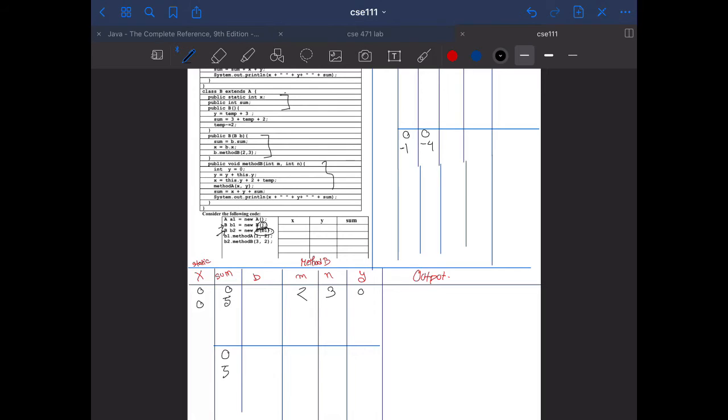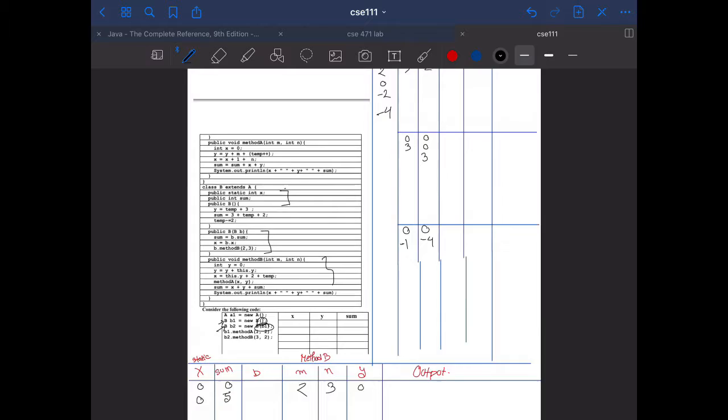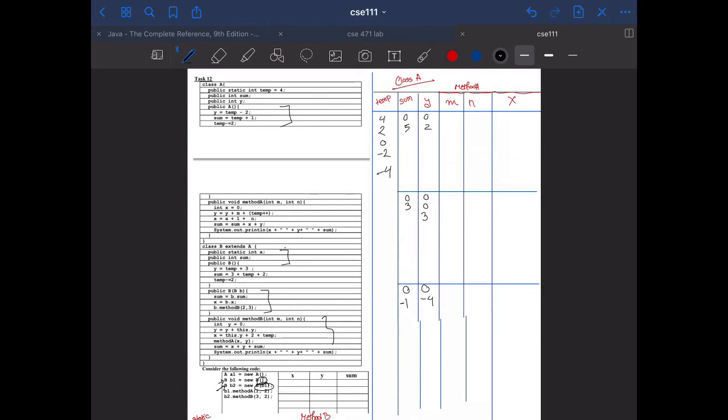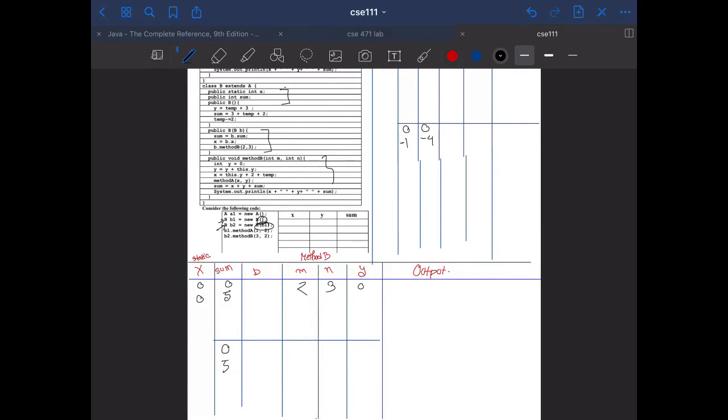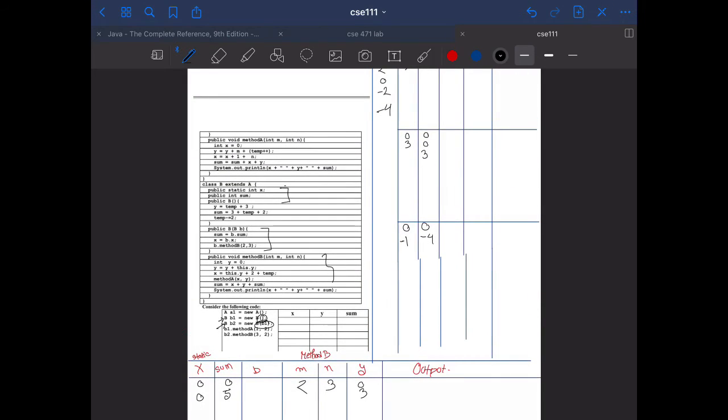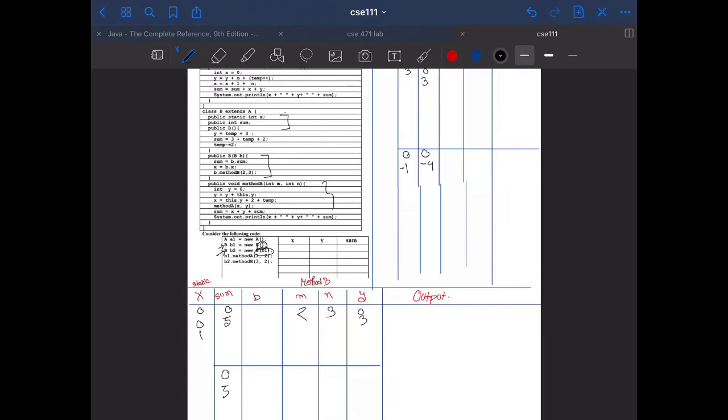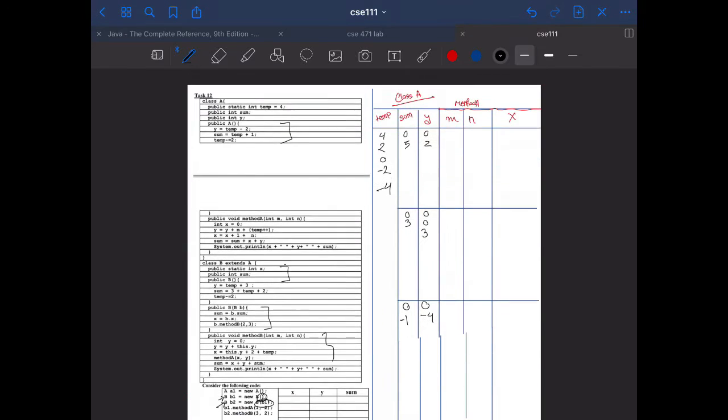In method b we have y equals 0, y equals y, 0, plus this y. This y of b1 is 3, so 0 plus 3 gives us 3. Then x equals this y, which was 3, plus 2, that's 5, plus temp, that's minus 4, so x becomes 1. Then we pass on x and y to method a, so 1 and 3 to method a.